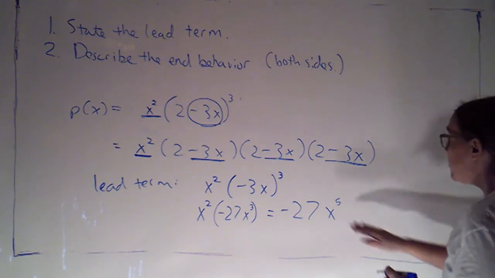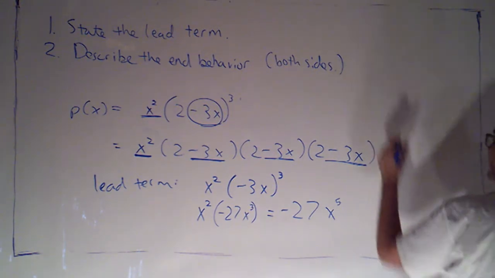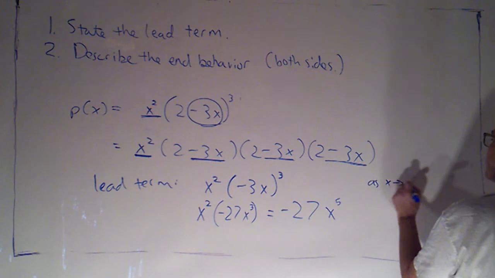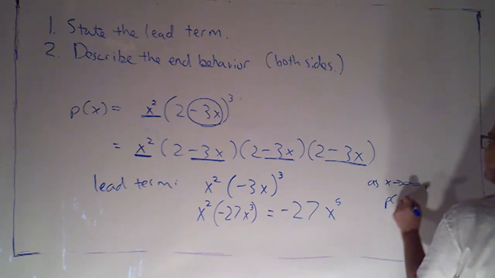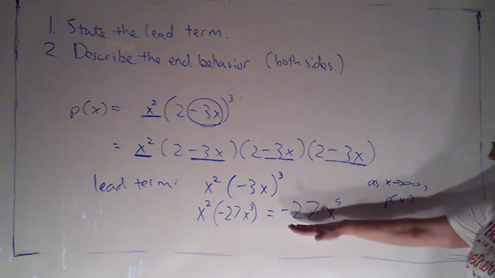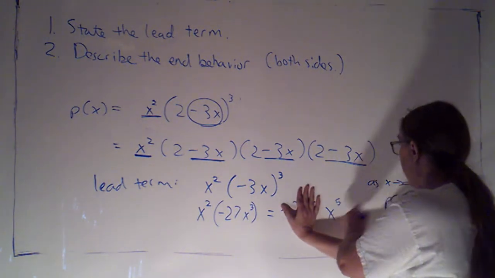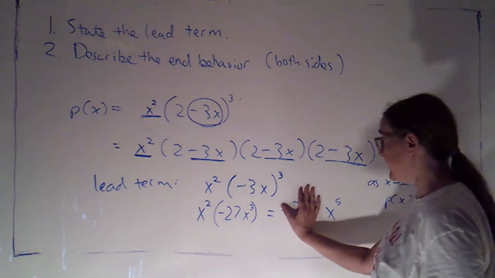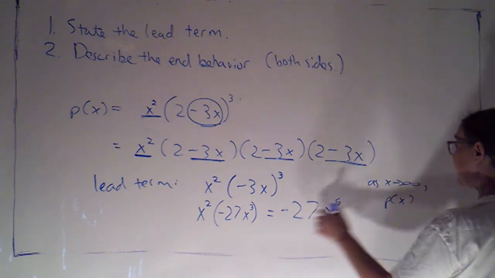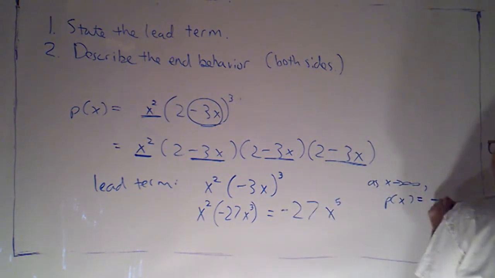Okay, so with that, I can now say, as x goes off to infinity, p of x is going to do the same thing that this lead term is doing. So, any power, if we're going off to infinity, goes to infinity. Multiplying it by a negative is going to reverse that, so we'll get negative infinity.